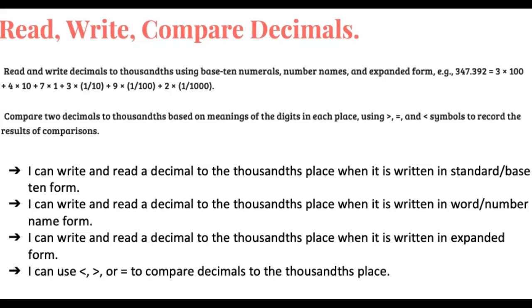I can write and read a decimal to the thousandths place when it's written in standard form. I can write and read a decimal to the thousandths place when it's written in word form. I can write and read a decimal to the thousandths place when it's written in expanded notation form. And I can use the less than, greater than, or equal to symbols to compare decimals to the thousandths place. So let's go ahead and get started.